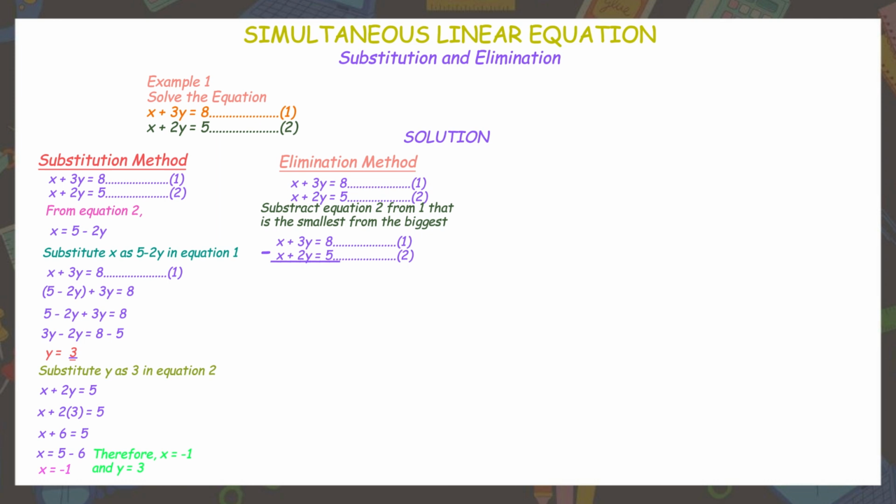Now, if we subtract 2y from 3y, the interpretation of this is 3y minus 2y. We are subtracting 2y, which is in equation 2, from 3y, which is in equation 1. So we are left with y here, which is equal to, here it means we are subtracting 5 from 8. If we subtract 5 from 8, we have 3. So our y is 3 here.